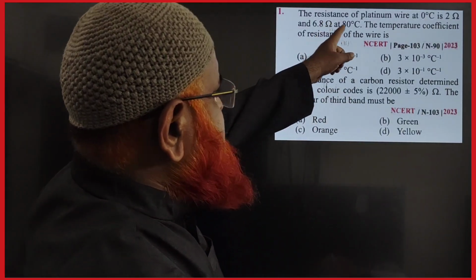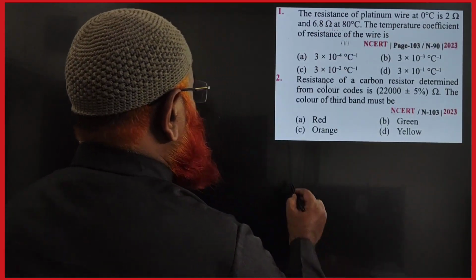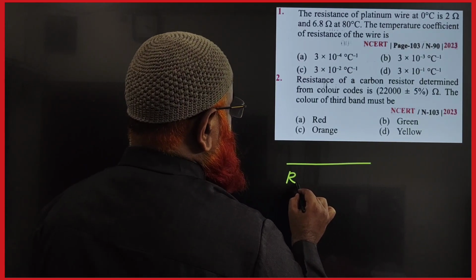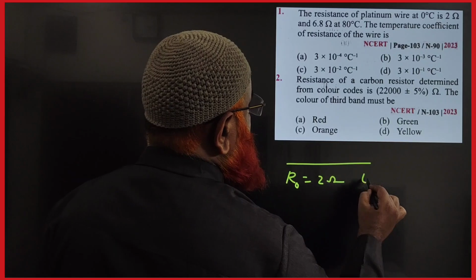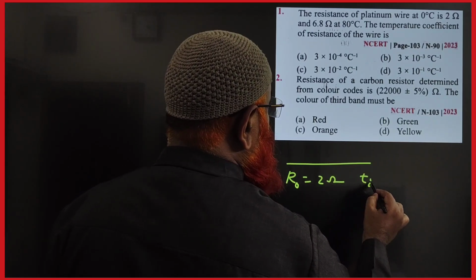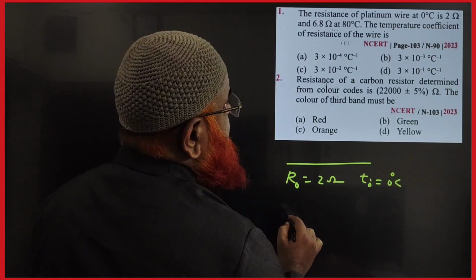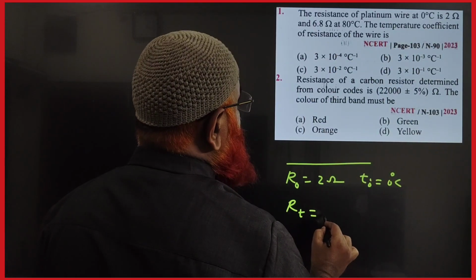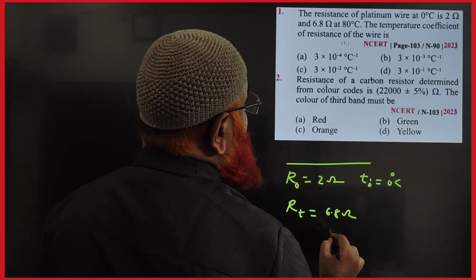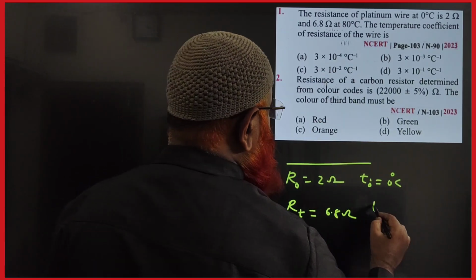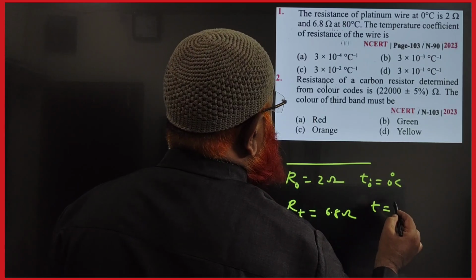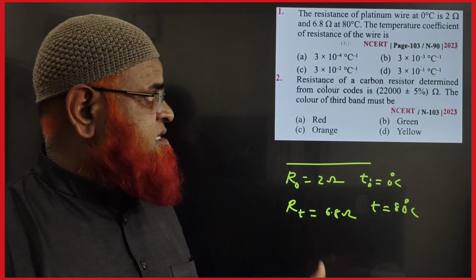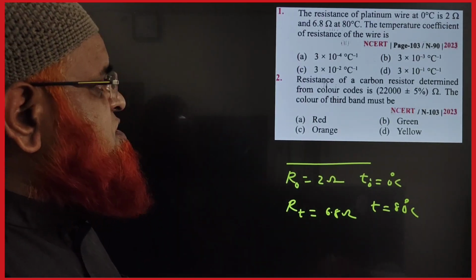Now, the resistance of a platinum wire. Let us take a platinum wire. What is the resistance of a platinum wire at 0 degrees Celsius? Let us take it as R0, which is equal to 2 ohms, at temperature T0, which is 0 degrees Celsius. At a certain temperature T, the resistance has increased to 6.8 ohms. The temperature is taken as 80 degrees Celsius. When temperature increases, resistance also increases. Then it asks for the temperature coefficient of resistance.